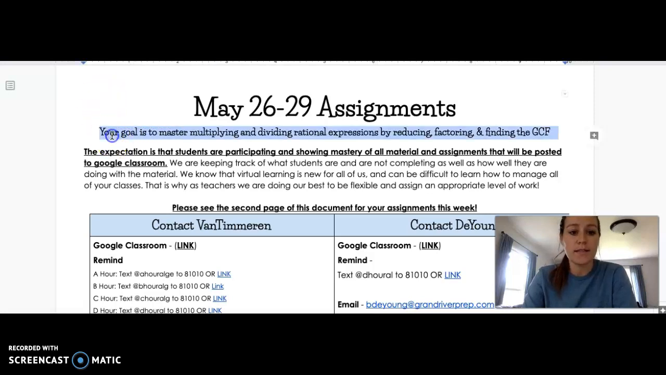So your goal this week is to master multiplying and dividing rational expressions. That's taking what we've been working on the past 2 weeks: factoring, finding the greatest common factor, canceling like terms. It's building upon it this week. It's taking all the skills that you guys are doing really well with, and just adding one more little step to them. So I have 2 video lessons for you guys to work through to help you with that.